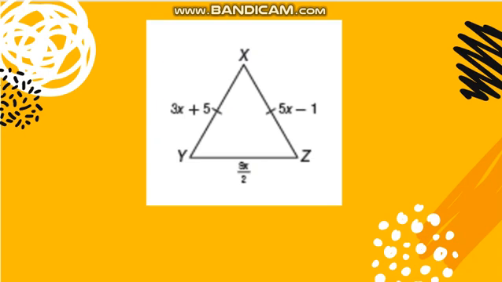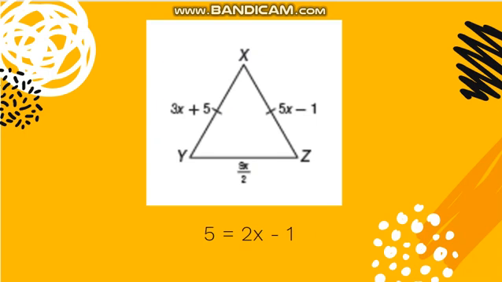Now we see our congruency markings here and here. So 3x plus 5 and 5x minus 1, these sides are equal to each other. So we can set up the equation 3x plus 5 equals 5x minus 1. We're going to subtract 3x from both sides, which will give us 5 equals 2x minus 1. Nothing happened to the 5, we're just getting rid of that 3x on both sides.